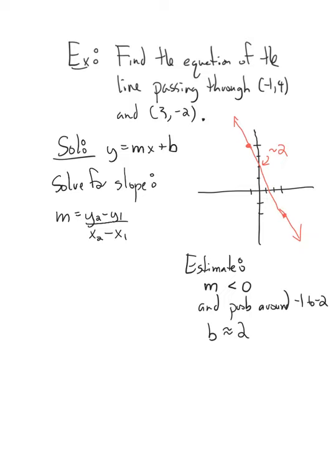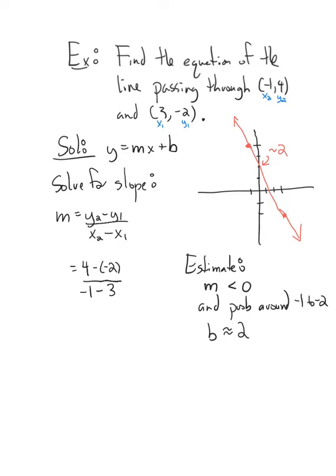So let me pick the second point, not for any particular reason. I'm going to call this one x1, y1. That'll be our first point. And our second point will be x2, y2. We'll end up with the same slope no matter which way we do it. So let's fill this in. y2 is 4 minus y1, which is negative 2, and we're going to divide by x2, which is negative 1, minus x1, which is 3.